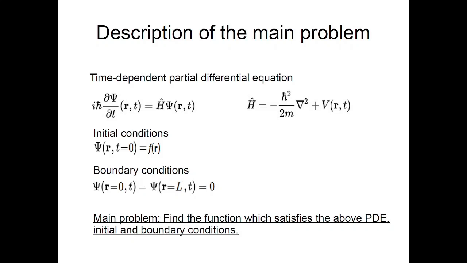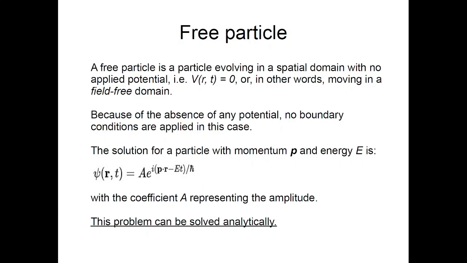So the main problem essentially becomes to find the function or the wave function which satisfies the partial differential equation represented by the time-dependent Schrodinger equation plus initial and boundary conditions if these are provided. So let's now skip to the next slide, and let's see how the whole thing works.